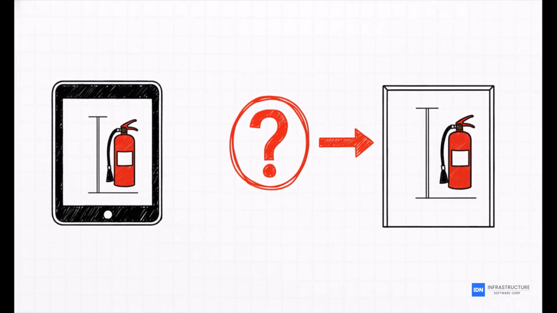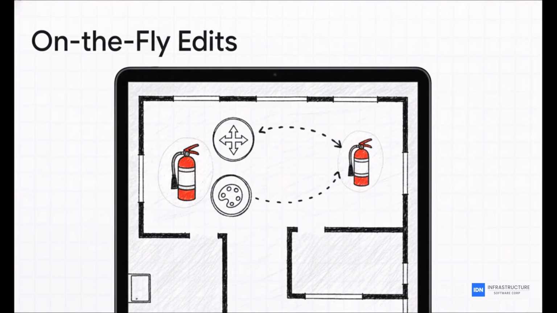Think about this really common situation. A technician is walking the floor and notices a fire extinguisher has been moved from one wall to another. If you're working with paper, your blueprint is now officially wrong. But with a live plan, that technician can fix it in seconds. Right there on their tablet, they can just tap the symbol and get a set of super simple tools. They can literally drag and drop it to its new location. They can rotate it, resize it, maybe even change its color to show a change in status. And hey, if you mess up, there's a reset button.